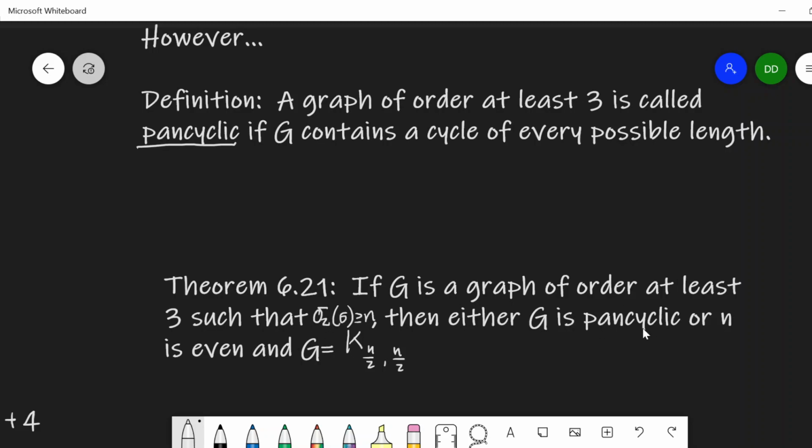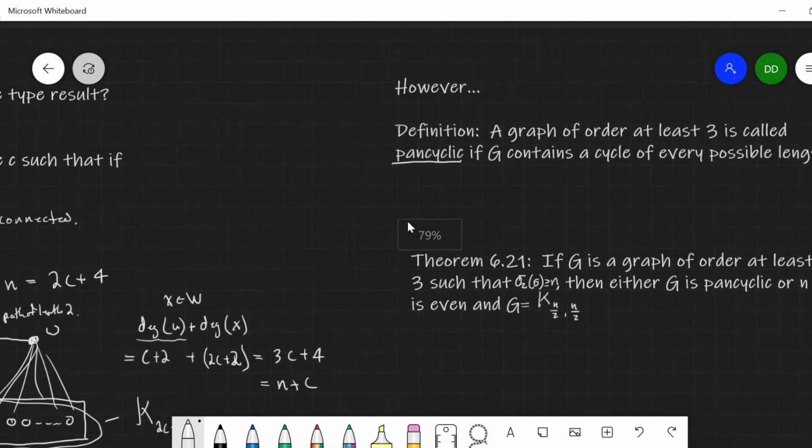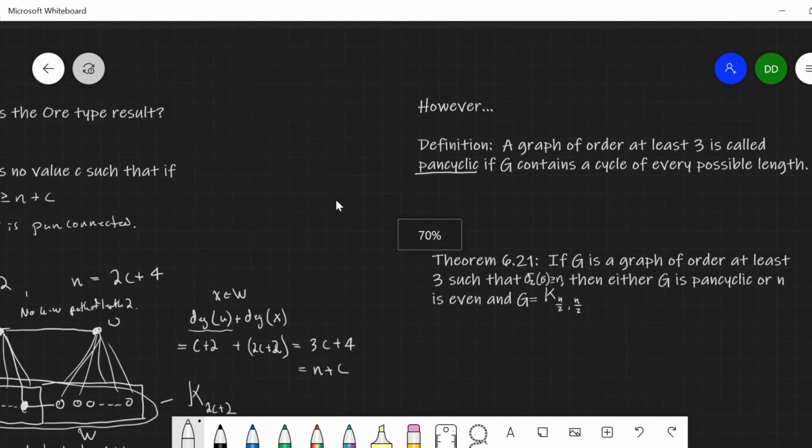So G is pancyclic, or n is even, and G is this balanced complete bipartite graph, K_{n/2,n/2}. So maybe that, I don't know, doesn't quite save it, but we have that. So yeah, if you want to see this, I don't know, maybe saved a little bit more, you can ask me about the uniform spectrum of a graph. I can tell you a little bit about my own research into this.